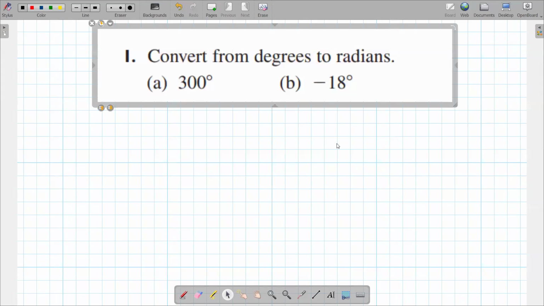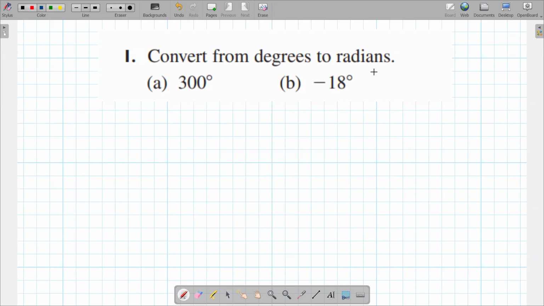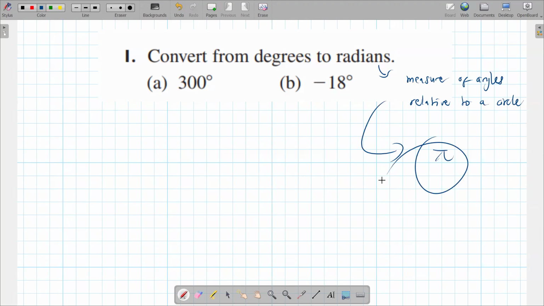It's just a measure of angles, okay? So someone asks you, what's a radian? Well, it's a measure of angles. If you want to be fancy, you can say relative to a circle, because the angles are in terms of pi's. So we measure angles with relation to a circle. That's what a radian is.